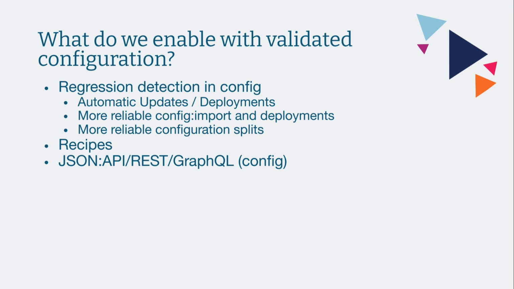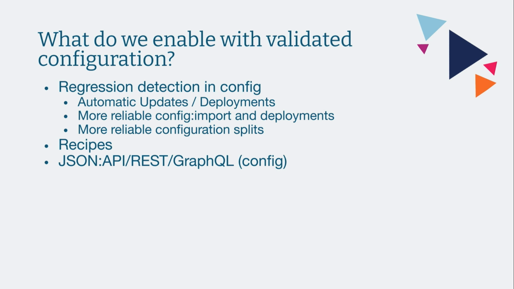JSON API, REST, and GraphQL are things that we all probably know. They work today on content. If we want to have them to work on configuration, then we should make sure that the patch coming in or the update coming in is actually something that makes sense for this site.